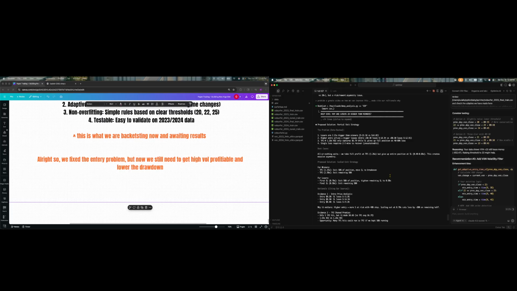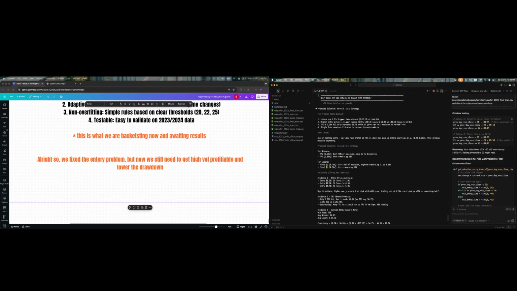The root cause is the all or nothing exits. We make full profit at TP 2.6, but we give up the entire position at stop loss levels 0.4 and 0.6. This creates a massive asymmetry. The proposed solution is scaled exits. Exit 50% of the position and then move stop loss to break even. Exit 50%, and then the remaining 50% for losers. First stop loss is 70%, exit 50% of position, tighten for the remaining.